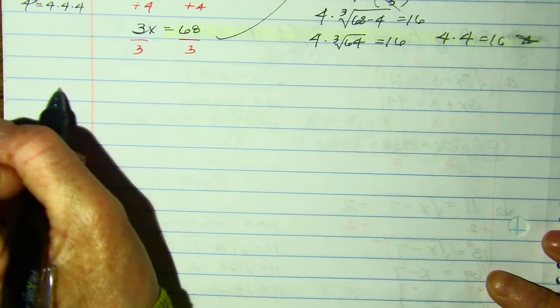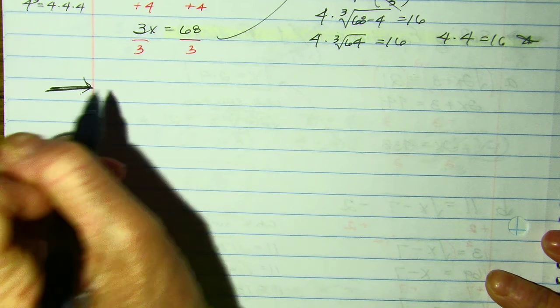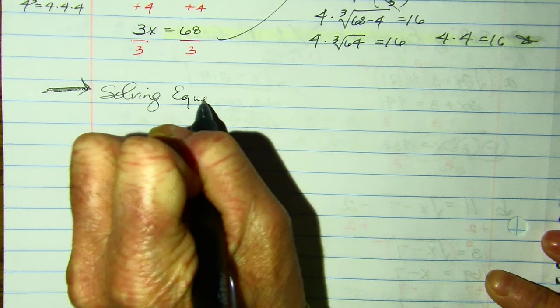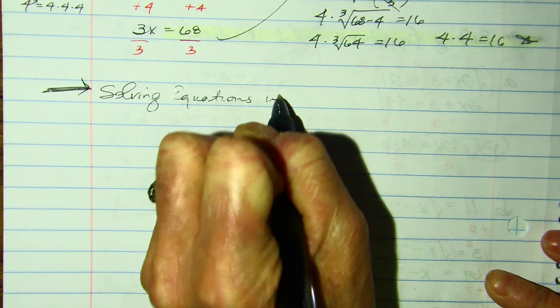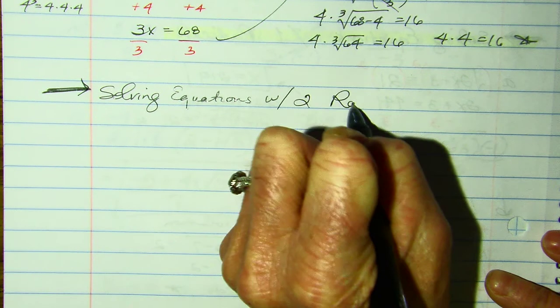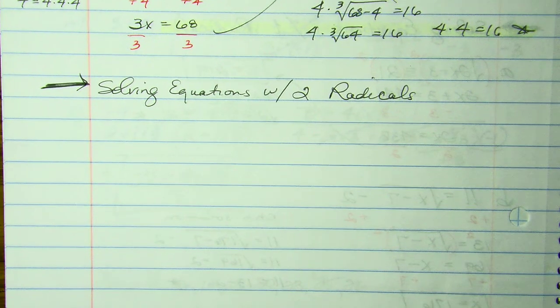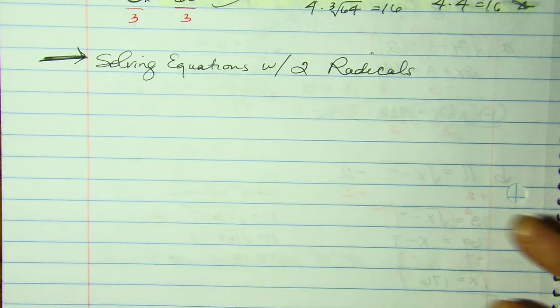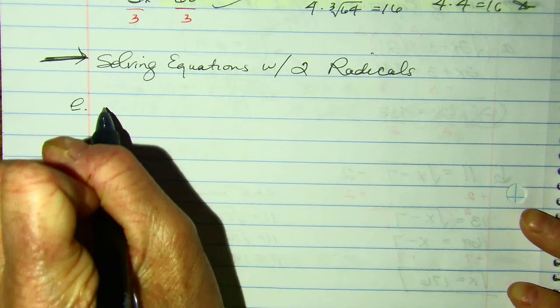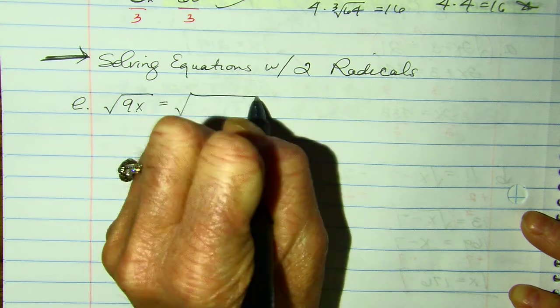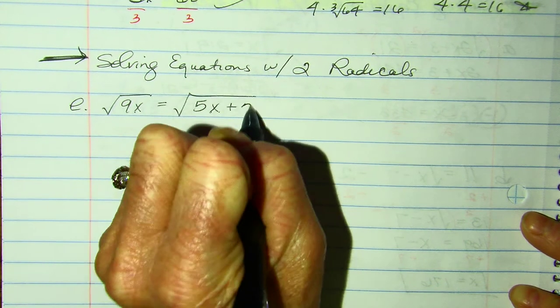So the second part of our notes is solving equations with 2 radicals. Okay, so we're going to have more than one radical in these parts. So in part E, it says to solve the square root of 9x equals the square root of 5x plus 2.